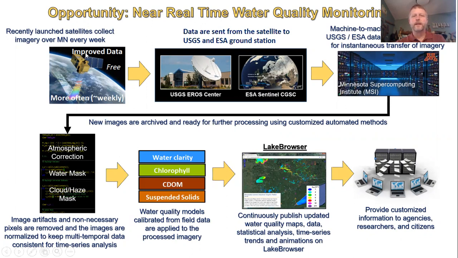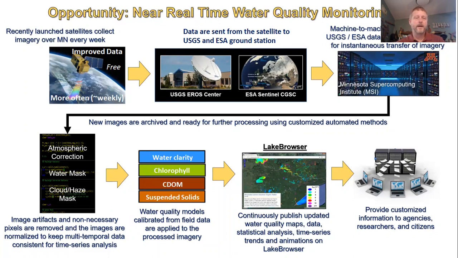So the imagery is being regularly collected and goes to the different data ground stations. Then we have machine-to-machine access right into the Minnesota Supercomputing Institute. We can download all the imagery and go into the different processing, those remote sensing procedures, which we've been doing manually before. And we've basically modified those to work in an automated environment.